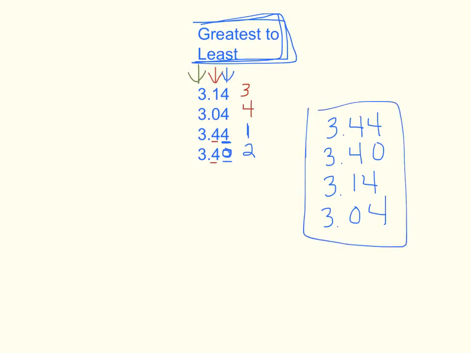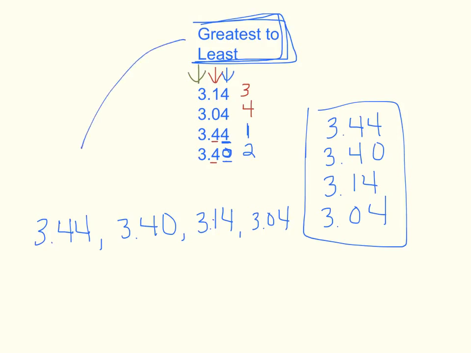So I would write my numbers in order from greatest to least by starting with 3 and 44 hundredths, then 3 and 40 hundredths, 3 and 14 hundredths, and then 3 and 4 hundredths. You might also see it written out sideways with commas in between, and that is exactly the same thing. You just want to make sure that if it says greatest to least, you have your biggest number first and your smallest number last.